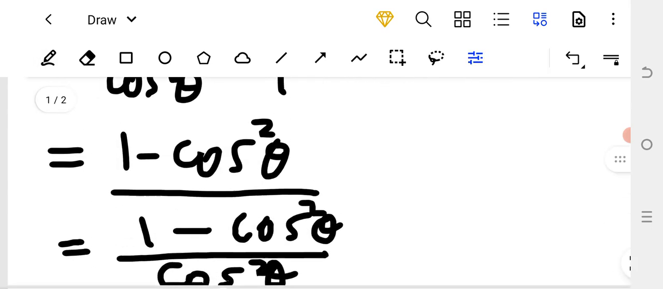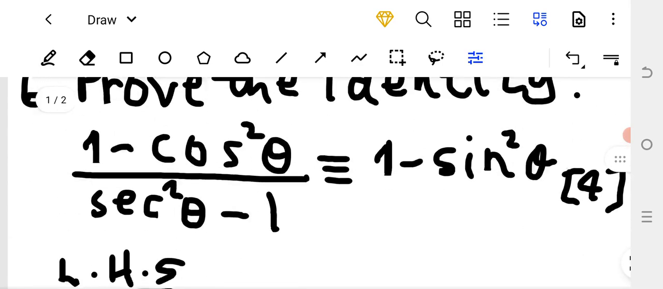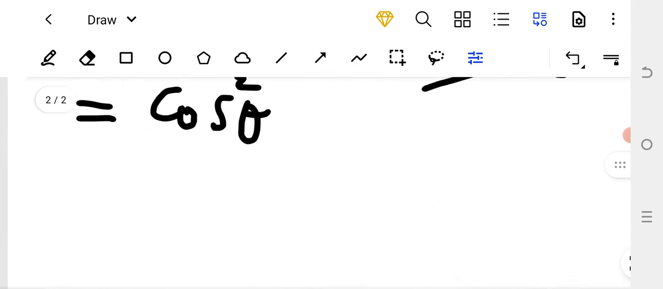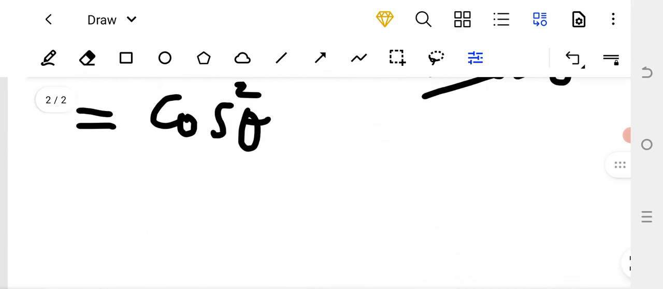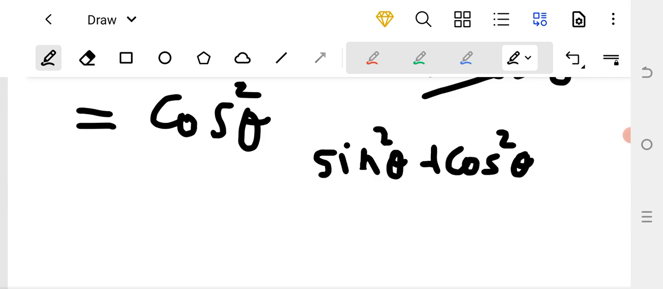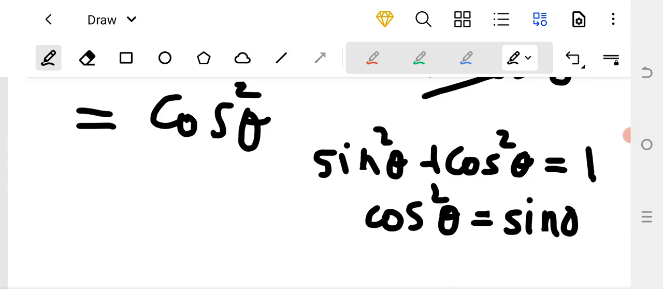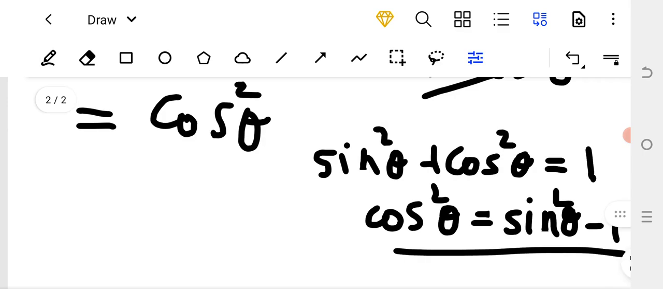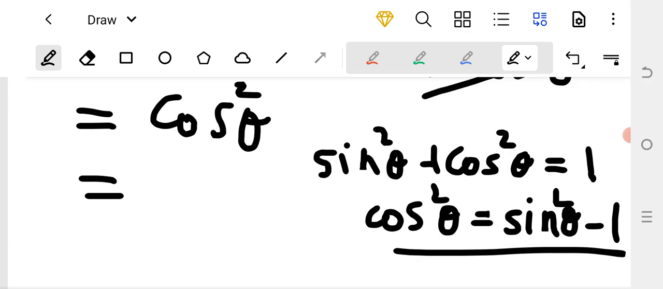And if you look at our right hand side, it was saying 1 minus sine theta squared. So before we even conclude here, we need to know the identity sine theta squared plus cos theta squared is equal to 1. So it means cos theta squared is equal to 1 minus sine theta squared. We're going to use this identity, and then we say is equal to 1 minus sine theta squared.